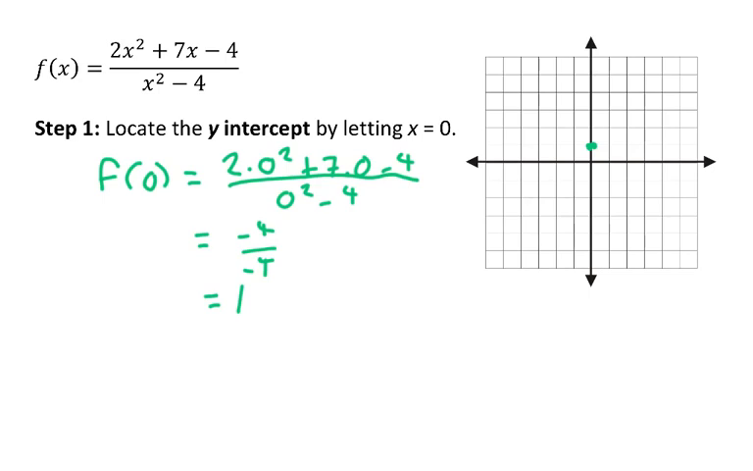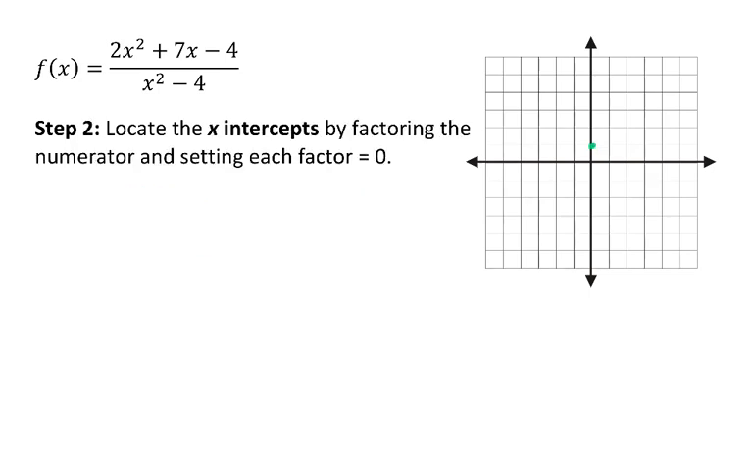That's step 1. Step 2, locate the x-intercepts by factoring the numerator and setting each factor equal to 0. So we're going to take the numerator, and we're going to factor it. Now, I'm going to leave the denominator be for a minute. We'll just leave that alone. We'll come back to that later.